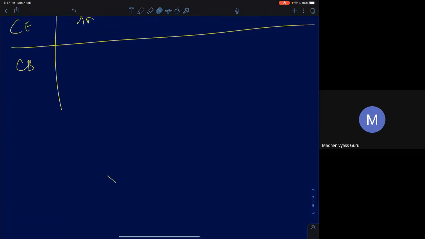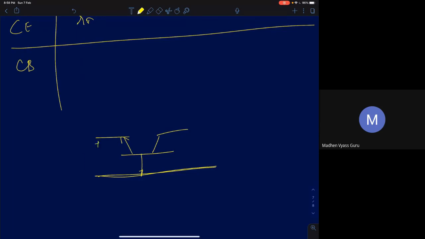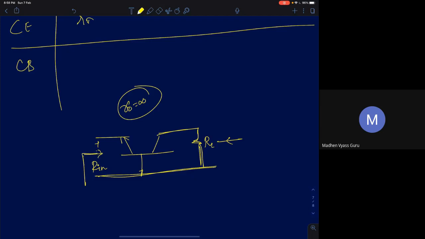In a common base configuration, input is at the emitter, output is at the collector, base being the common terminal. So what will be your input resistance Rin? Let's say there is a load resistance RL. By now you should know that it depends on RL. So let me ask you this question. Let's assume there is a finite RL and let's assume R naught is infinity. If R naught is infinity, what do you think will be your input resistance? RL is still finite.